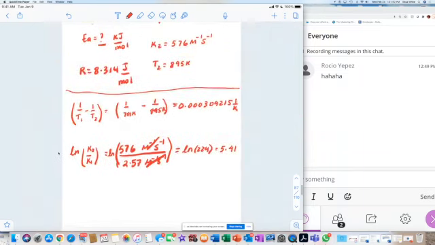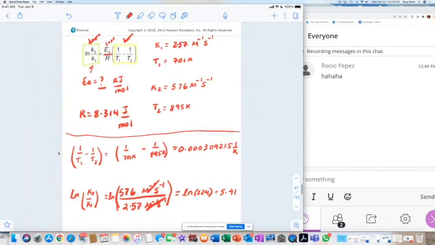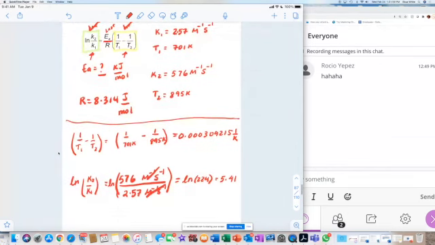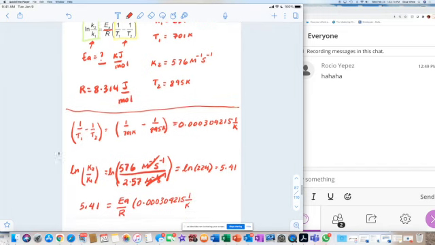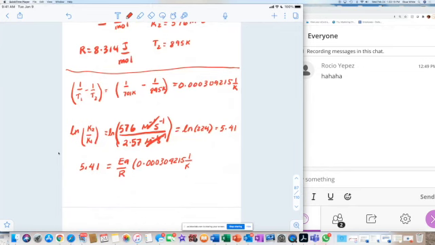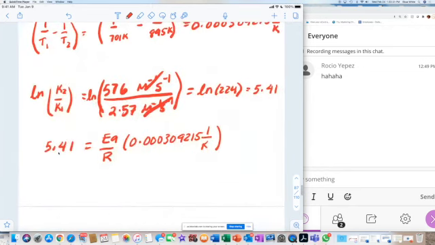Okay, so once I'm done with this, now I can plug this part here and this part back into the equation. So I'm going to write it as 5.41 equals Ea over R times 0.000309215 over Kelvin. This number here has no unit, okay? So I'm going to work this out. Of course, divide this number on both sides, right? Divide this number on both sides. It's a huge number.